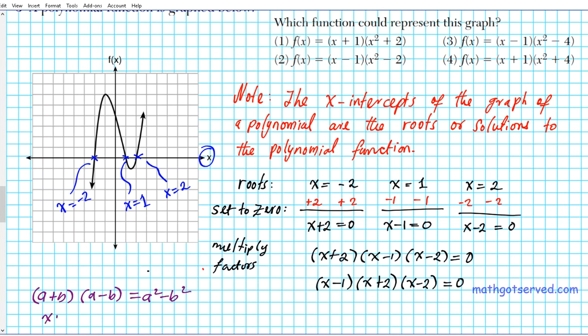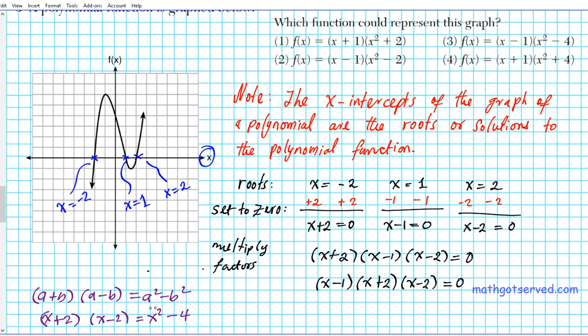So if you have x plus 2 times x minus 2, do you know what that's going to be? It's simply going to be x squared minus 4. Okay? So this is known as the difference of squares formula. Now, let's assume you don't know this. So we have to multiply these two because all the options involve some kind of x plus or minus 1 component and the product of the other two factors.